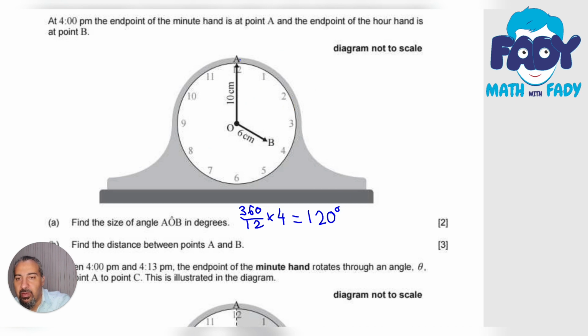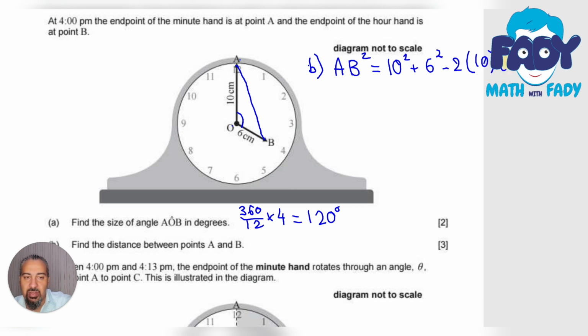Then B, find the distance between points A and B. We need to find this distance. So now we can see it's a triangle. This triangle, we know 10 centimeters this side, and this side is 6 centimeters, and we know this angle is 120 degrees. So to find the side AB, all we need is to use the cosine formula from the formula booklet. AB squared, this side squared, equals the second side 10 squared plus 6 squared minus 2 times 10 times 6 cosine 120 degrees. So when you calculate, you will take the square root, you will get AB equals 14 centimeters. So this is the side length of AB.